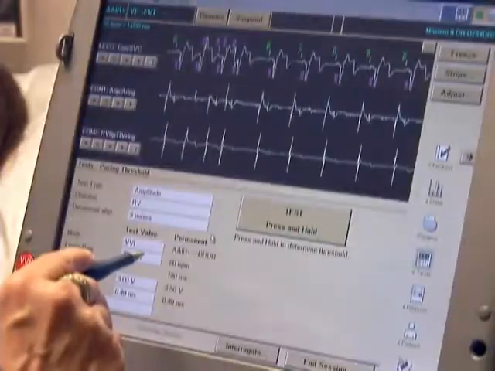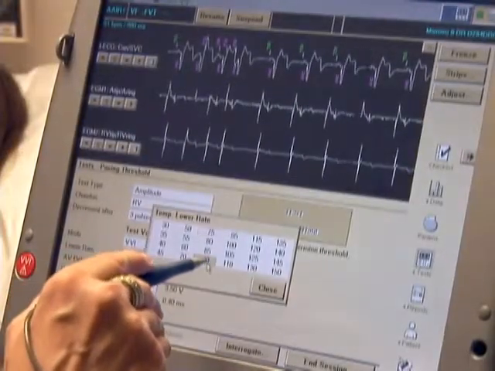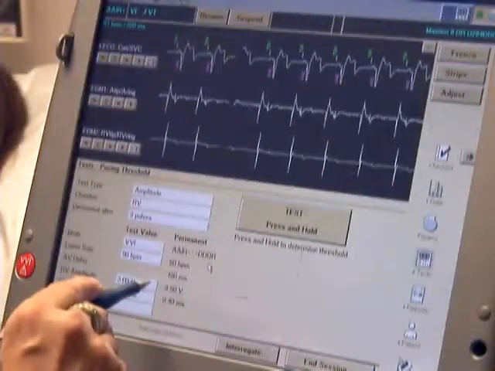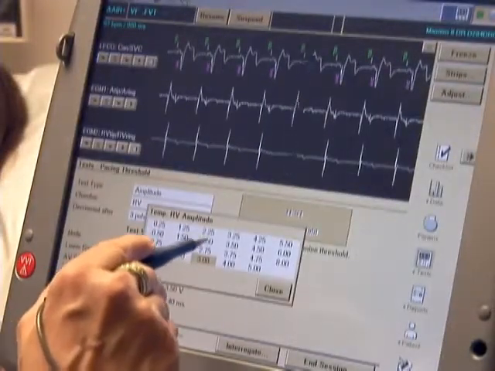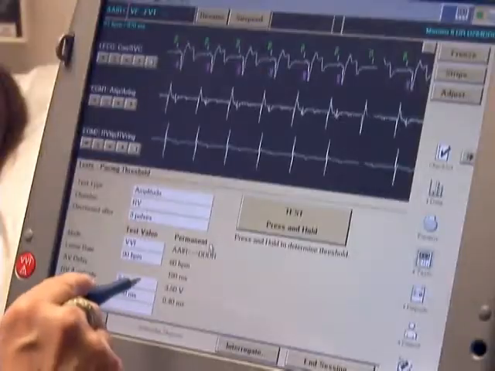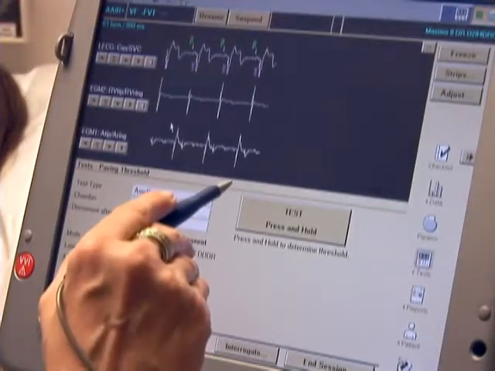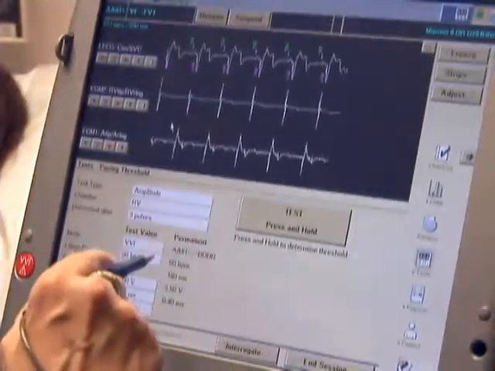The pacing chamber is switched to RV, and the pacing mode is changed to VVI. The pacing rate is programmed to at least 10 beats per minute greater than the patient's baseline heart rate. The ventricular lead electrogram is moved under the surface ECG on the screen, so it is easier to see loss of capture.